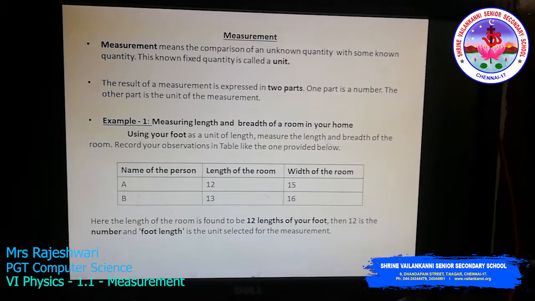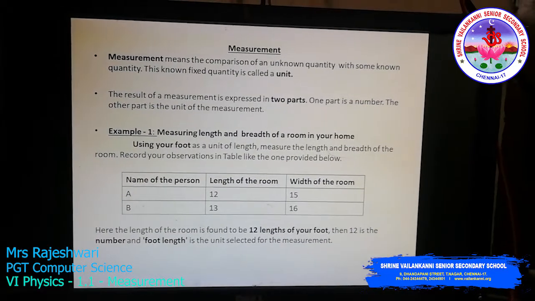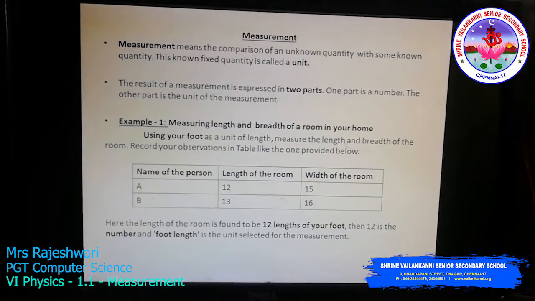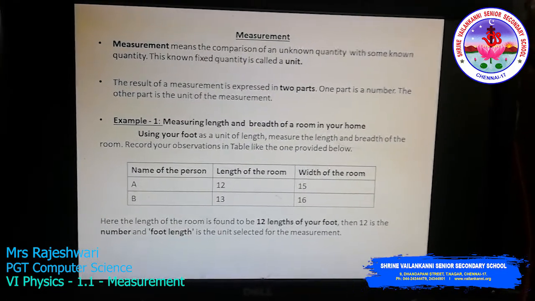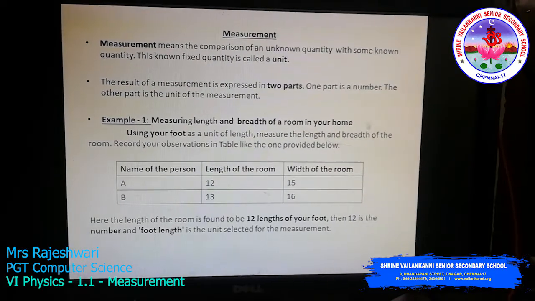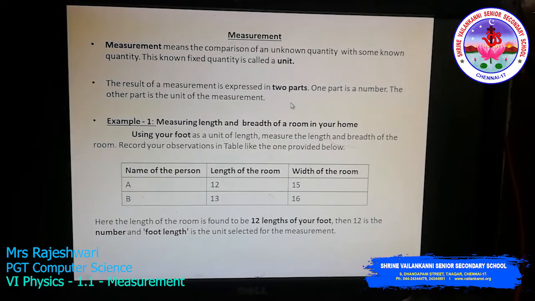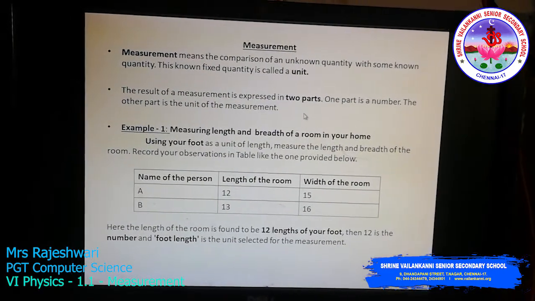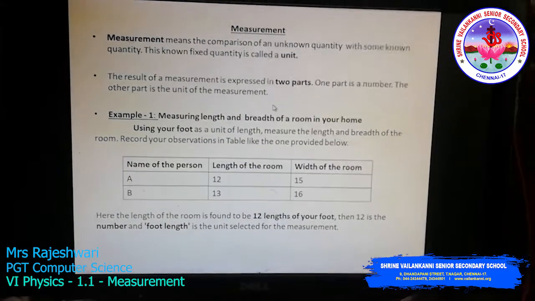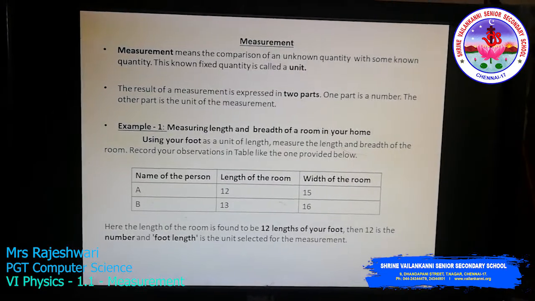Got it? Now the result of a measurement. You would have obtained one result, right? Whether it may be 10 centimeter or 5 centimeter or 6 centimeter, whatever it may be, the result which you have obtained will be expressed in two different parts. One part is a number and the other part is the unit of the measurement. The number is the length of the line which you have drawn. The other part is the unit of measurement, which is the scale which you have used for measuring.